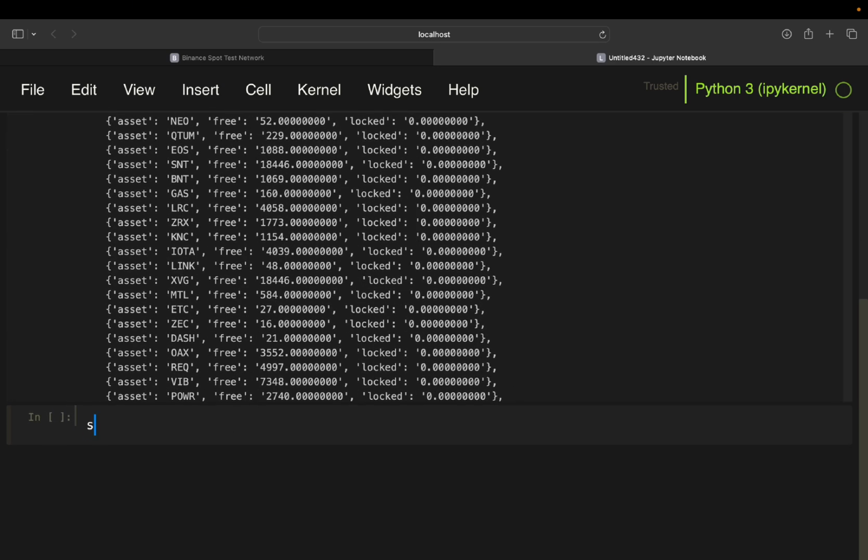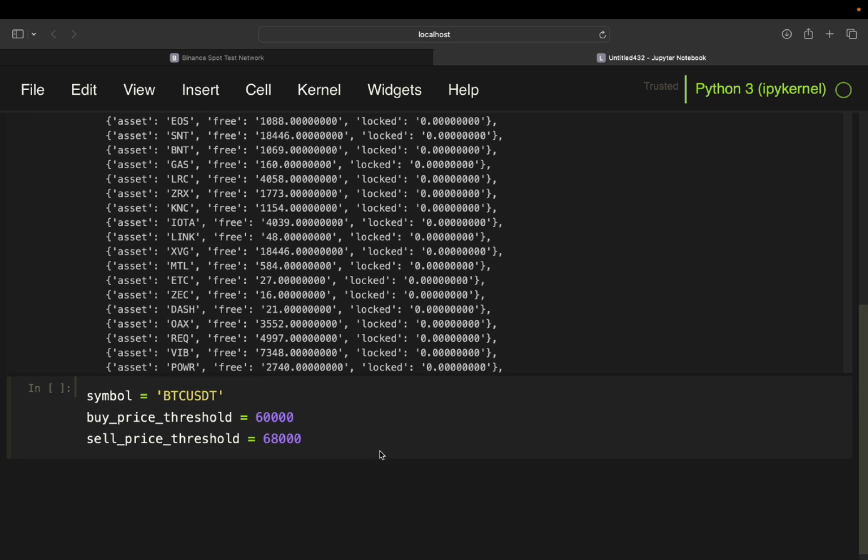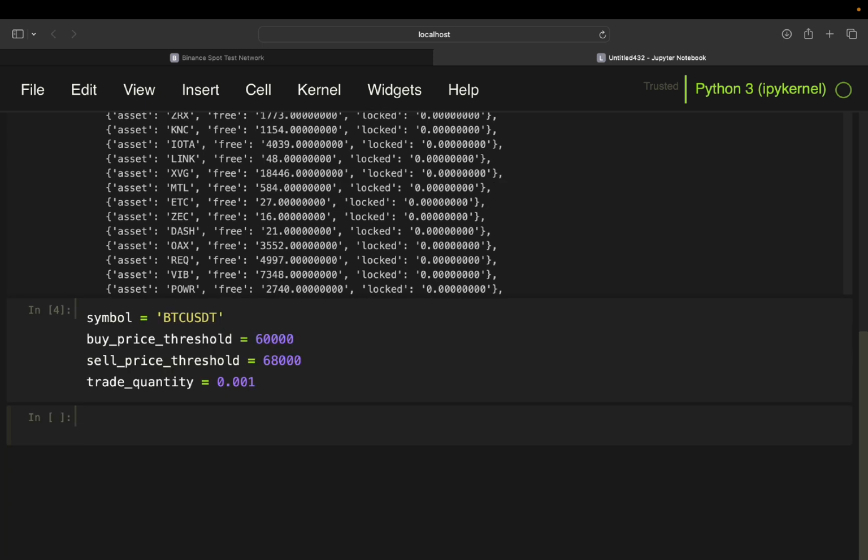So first of all, let's define some variables. First, the symbol we want to trade, which is Bitcoin in relation to USDT. Then we need a buy price threshold, let's just take 60K. And then same for the sell price threshold, let's just take 68K here. And then we want to also define a trade quantity, that is how many Bitcoin we want to buy, and I just want to buy 0.001 Bitcoin. So these are my variables I'm predefining. So again, just the symbol I'm interested to trade, then a buying and a selling threshold, and then the amount I want to buy and sell.